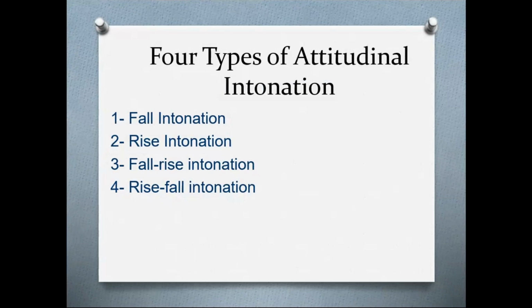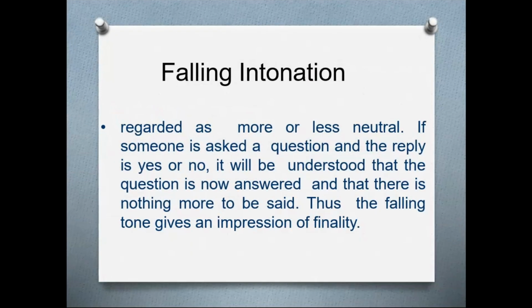There are 4 types of attitudinal intonation: fall intonation, rise intonation, fall rise, and rise fall intonation. Fall intonation. It is regarded as more or less neutral. If someone is asked a question and the reply is yes or no, it will be understood that the question is now answered and that there is nothing more to be said. If you use a falling intonation, the falling tone gives an impression of finality. So if you say yes, no, it means that you do not expect anything further.